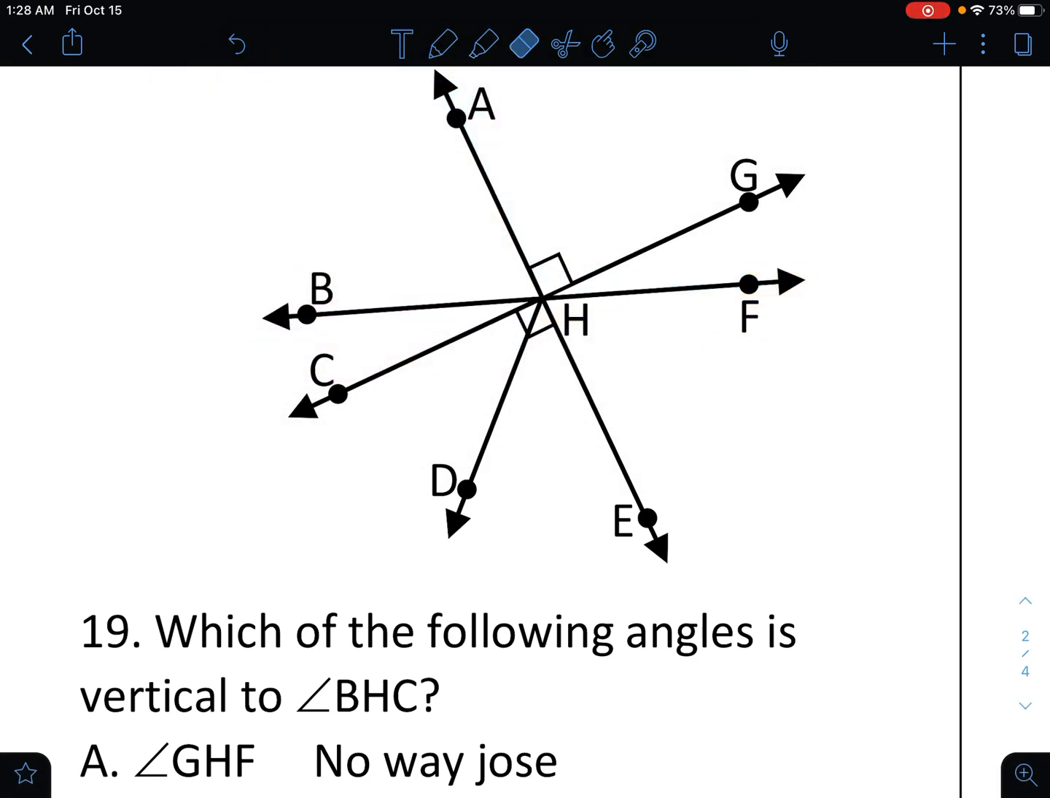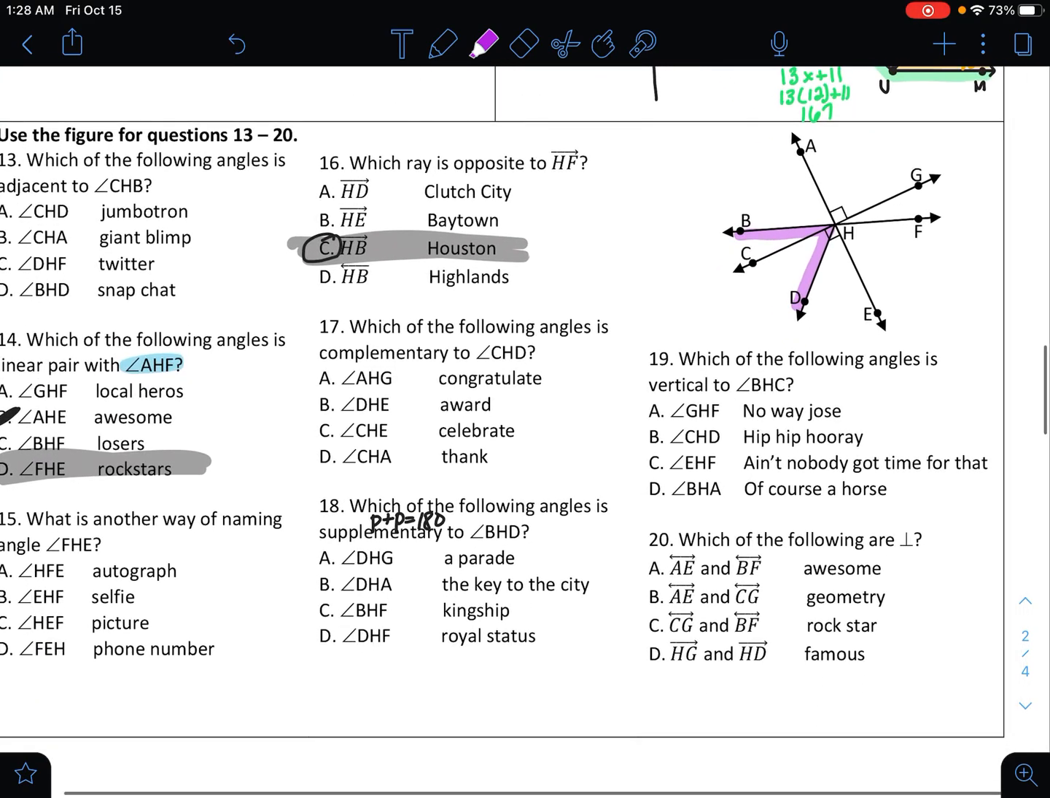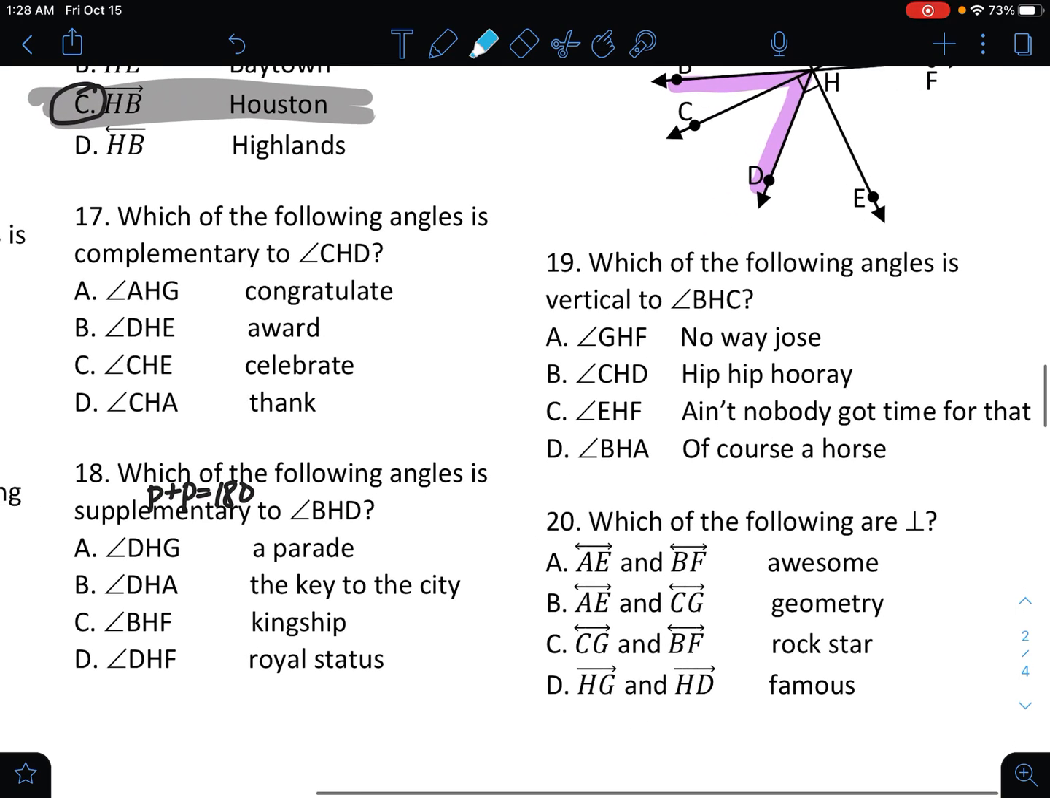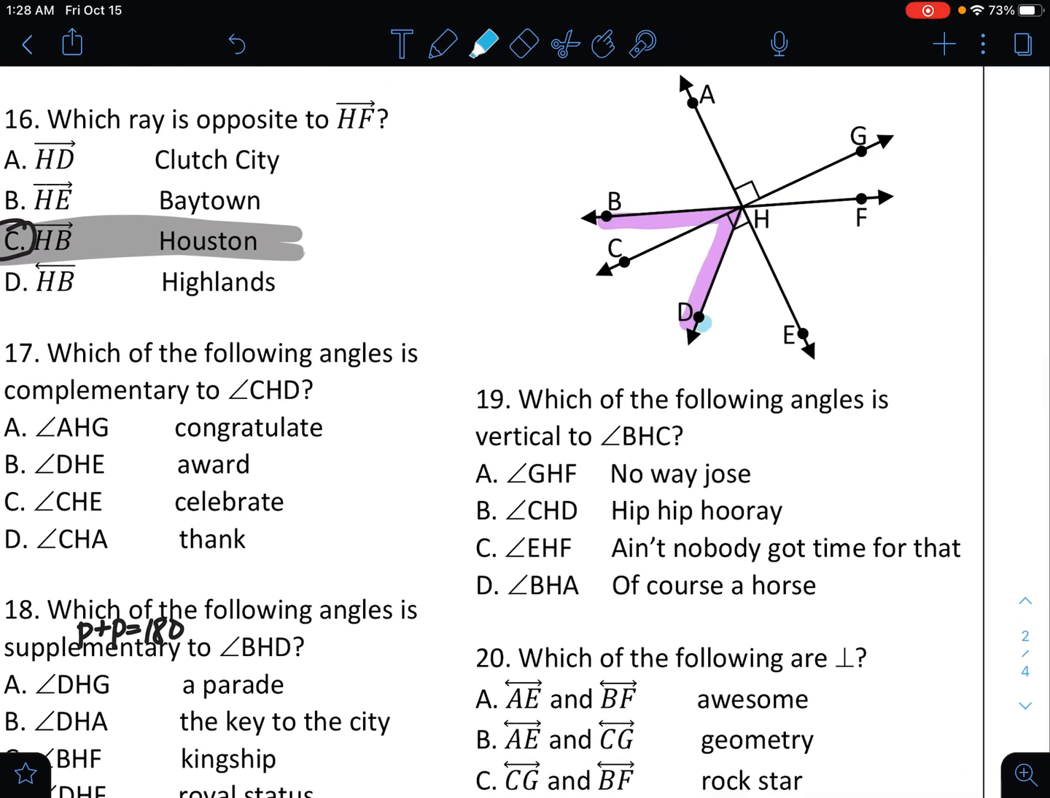I'm going to erase all this stuff. All right, BHD. So we see what it looks like. Supplementary means it's going to look like a linear pair because all of these angles are touching, so they're all adjacent. We could do this one, but let's see what the answer choices say. All right, DHG. Now I'm going to cheat. Is that a straight line? No, that's not a straight line. So that's a no.